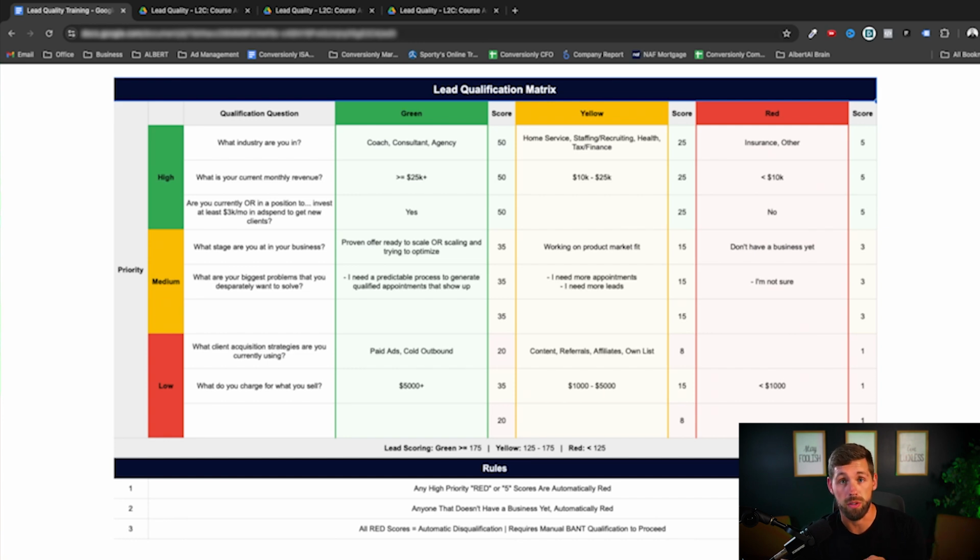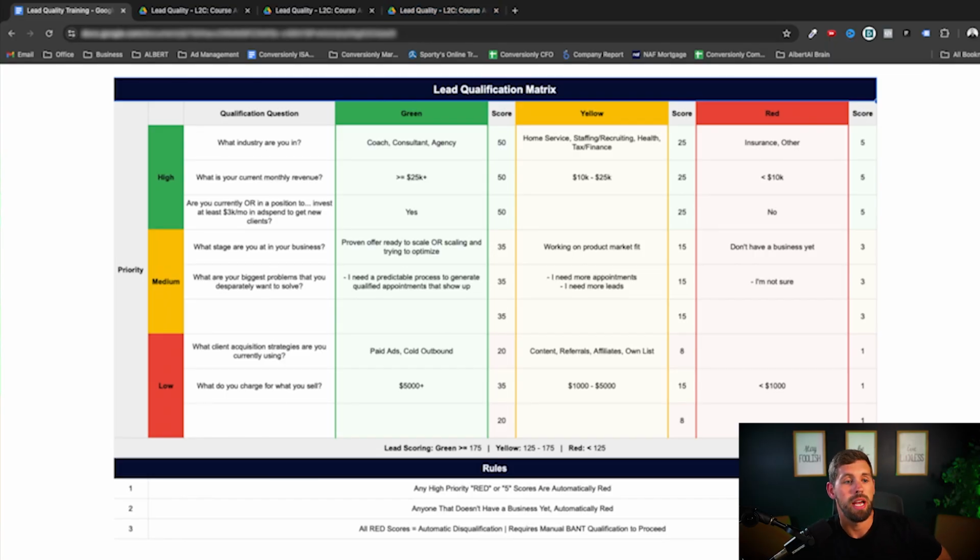This has a direct influence on budget, and so does the second question. Do you have the ability to invest $3,000 a month into ad spend? If not, probably not a good fit to work with us, okay? So that gives us a green or a red answer. Now you can see all of these answers have scores. So based on the answer that somebody gives you, you're gonna apply a score for them.